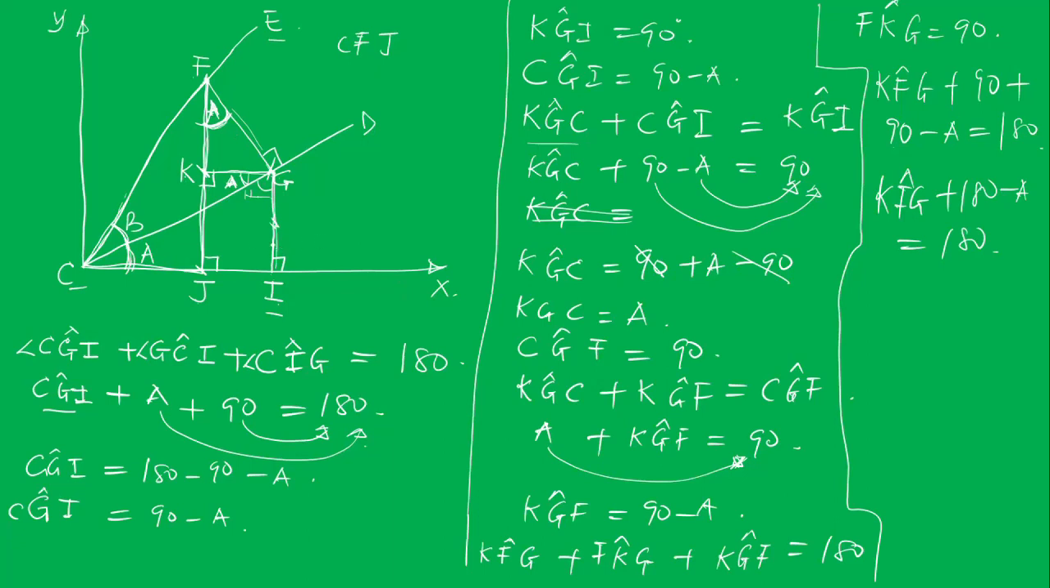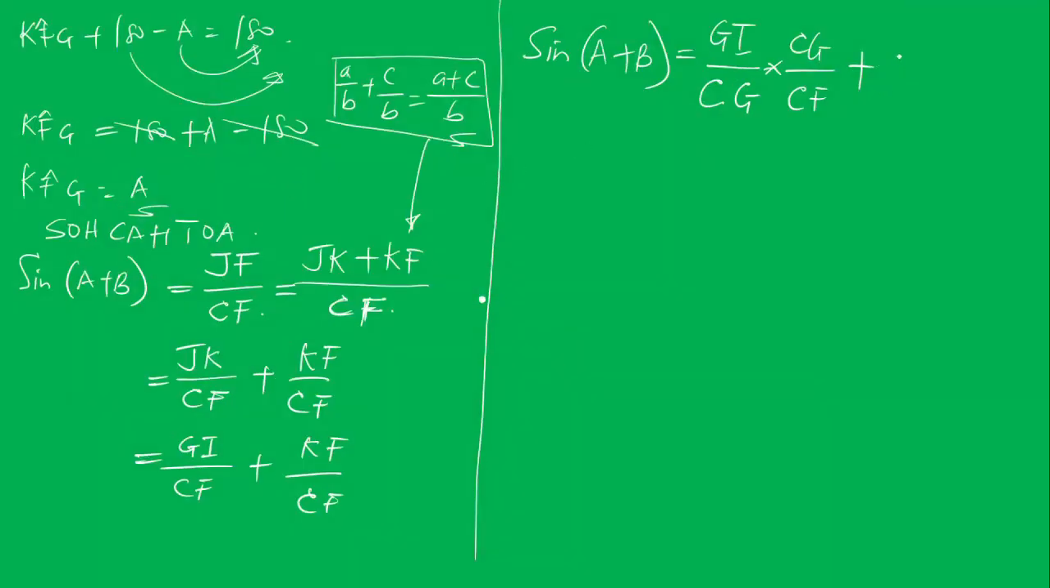So now we're going to work with this common line, just as we worked with the common line CG. Now we work with this common line, which is FG. So we say KF divided by FG times FG divided by CF. Now you can cancel out FG and it will still remain KF all over CF. So with this, you have GI all over CG.